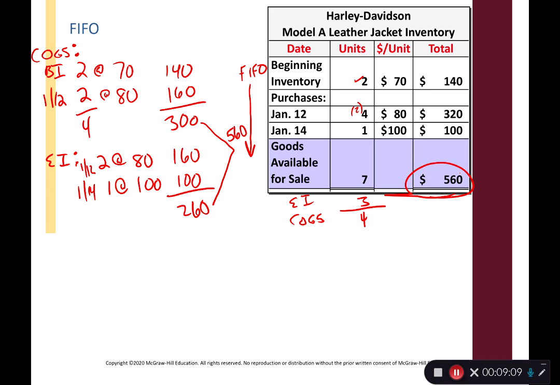Students sometimes struggle with this, and I think it's because you're making it more complicated than you need to. You just need to remember that under FIFO, we start at the top because we're the first items at the top. We work our way down until we achieve the number of units sold, and ending inventory is simply the leftovers. With LIFO, which we'll do next, we're going to do the opposite. We're going to start at the bottom and work our way up. So let's do that, shall we?